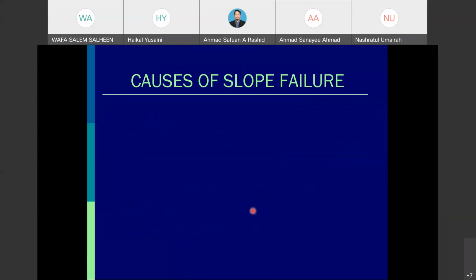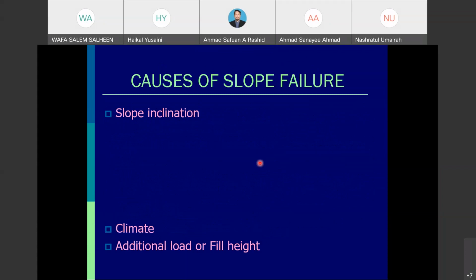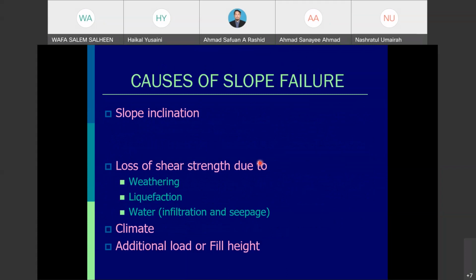Causes of slope failure. The first one is the slope inclination. Then additional load or fill height, loss of shear strength due to weathering, liquefaction, water, vegetation, and type of earth material.